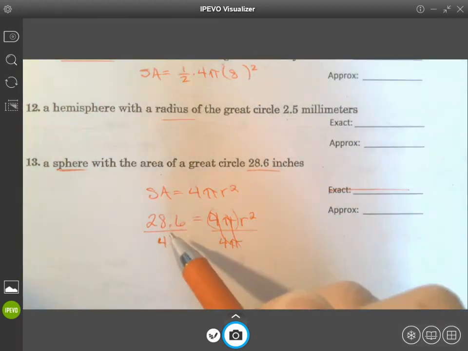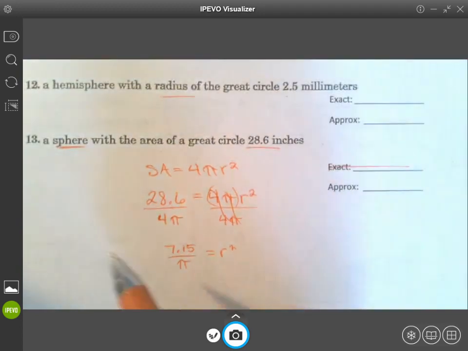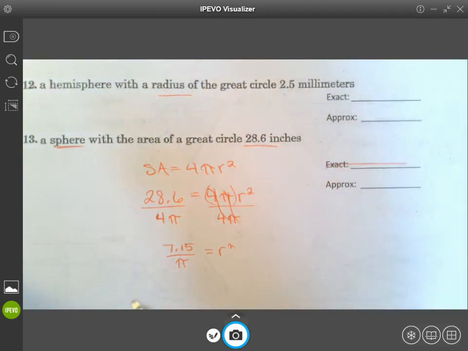If you take 28.6 divided by 4, you get 7.15, and then you'd have divided by pi. But the next thing you're going to do is take the square root of both sides, and it's not proper to have the square root of a decimal, let alone pi in the denominator, because it's not rational. That's above what we've done. We're going to get into that algebra, but that's above what we've done so far. So I am just going to take 28.6 and divide by pi.